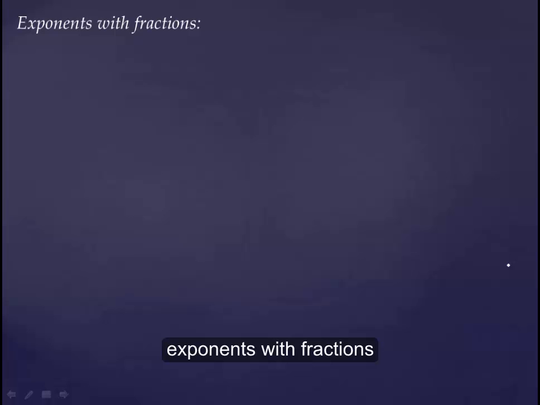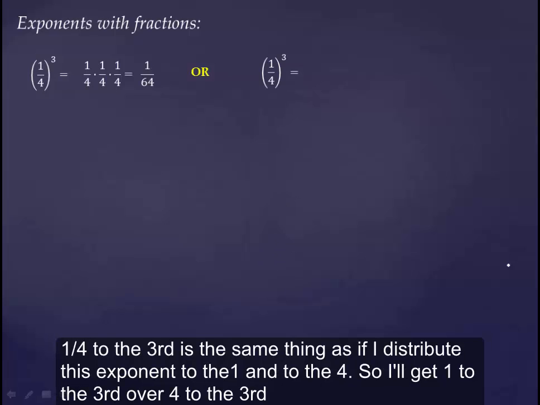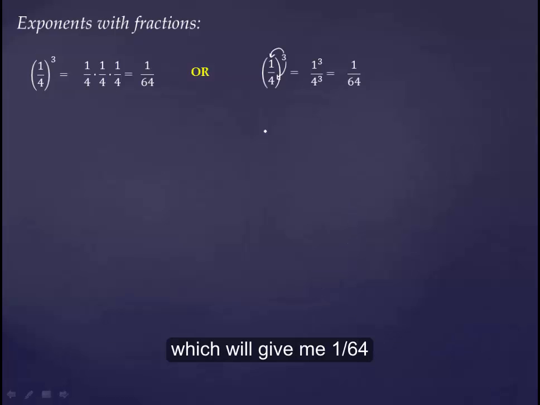Exponents with fractions. Now, if I have 1/4 to the power of 3, that's the same thing as multiplying 1/4 times 1/4 times 1/4, which will give me 1/64. Another way to look at that, 1/4 to the third is the same thing as if I distribute this exponent to the 1 and to the 4. So I'll get 1 to the third over 4 to the third, which will give me 1/64.